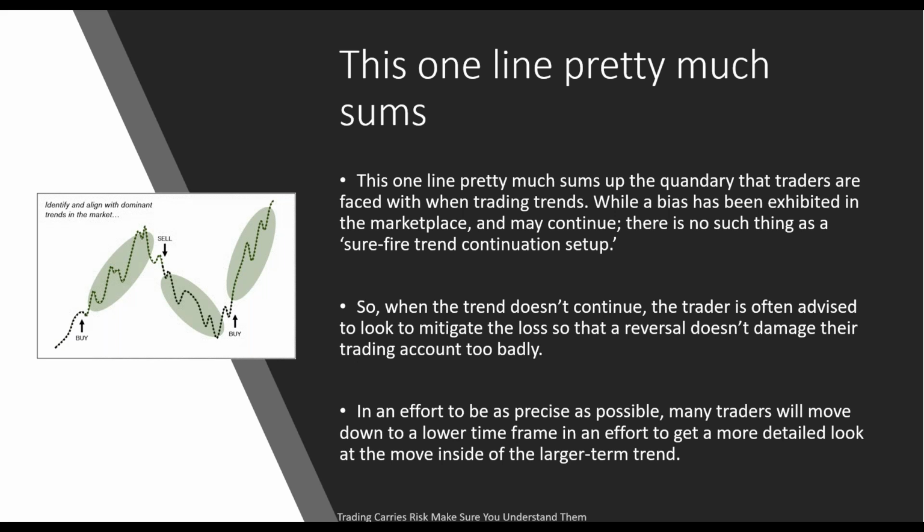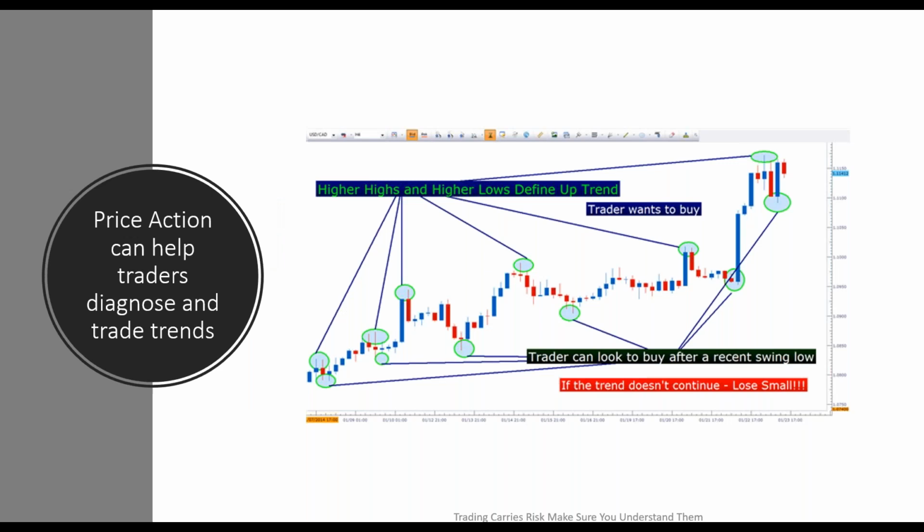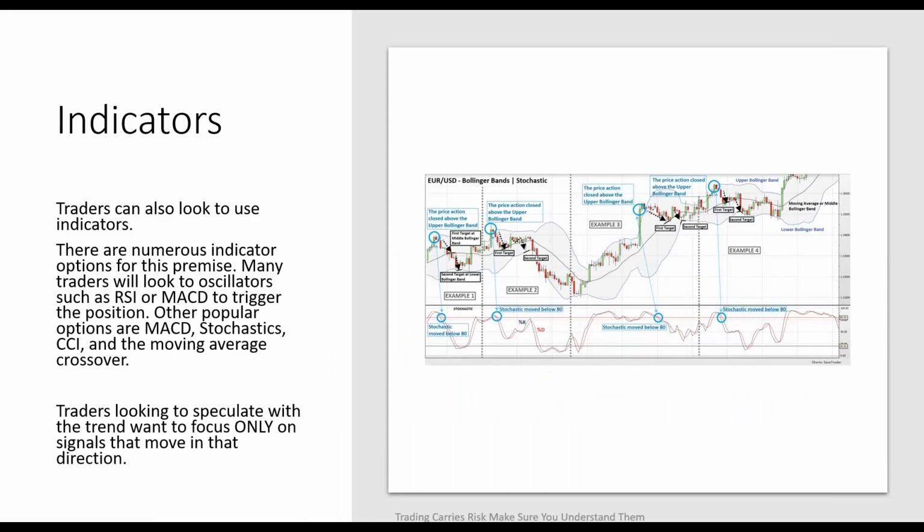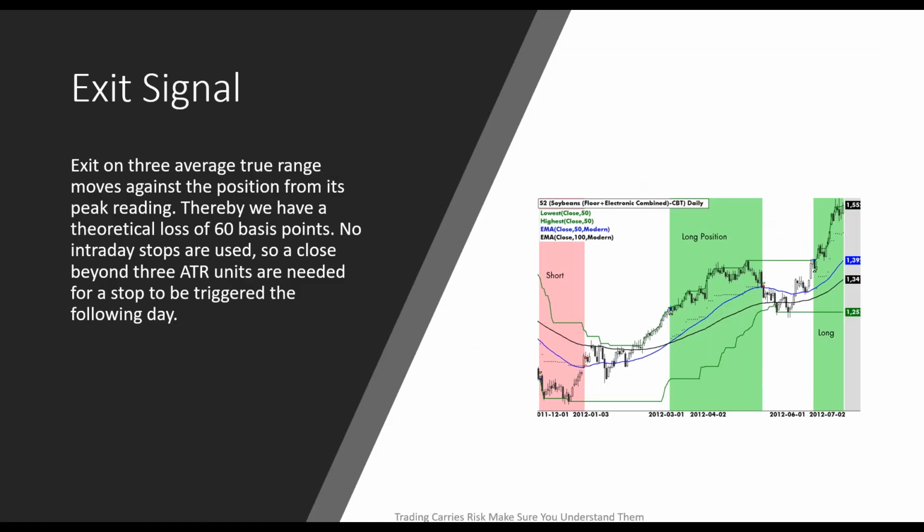In an effort to be as precise as possible, many traders will move down to a lower time frame in an effort to get a more detailed look at the move inside a larger time frame. Price action can help traders diagnose and trade the trends. And indicators such as MACD, RSI, stochastic, CCI, and moving average crossovers can help confirm the trend and give you entry and exit points. Traders looking to speculate with the trend want to focus only on signals that move in that direction.